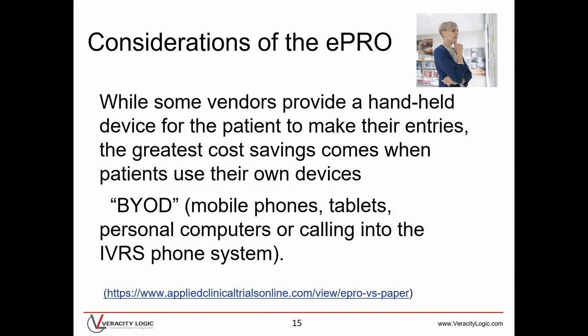If your company is looking for the greatest cost savings, encourage your team to have the patients use their own devices. The patient can use their own mobile phone, tablet, laptop, or telephone to make all of the required entries.